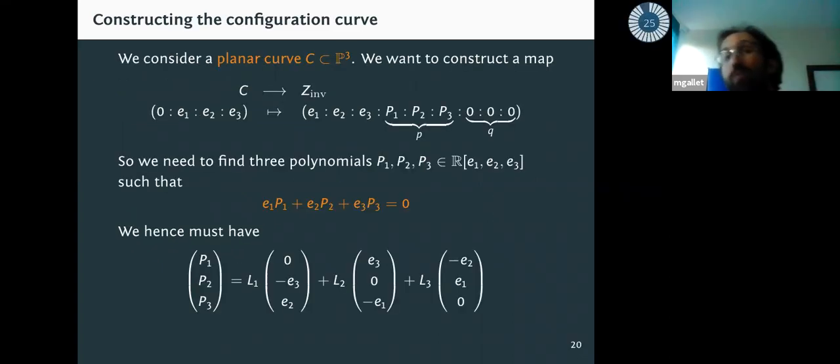What these polynomials must satisfy is that E1 times P1 plus E2 times P2 plus E3 times P3 must be 0. Which means that these polynomials Pi must be syzygies of the vector E1, E2, E3. So they should look as depicted at the end of the slide, where L1, L2, L3 are linear forms, linear polynomials in the EI coordinates.